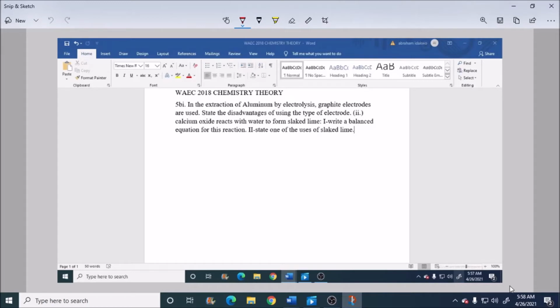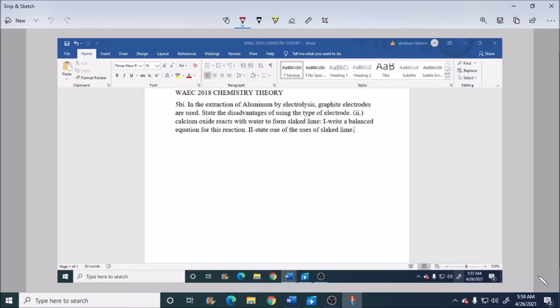Then we have to state the disadvantages of using this type of electrode. So the disadvantage is that at high temperature, oxygen gas produced at the anode reacts with the graphite electrode to form carbon 4 oxide.